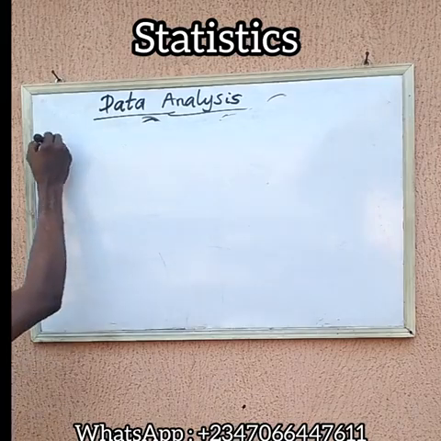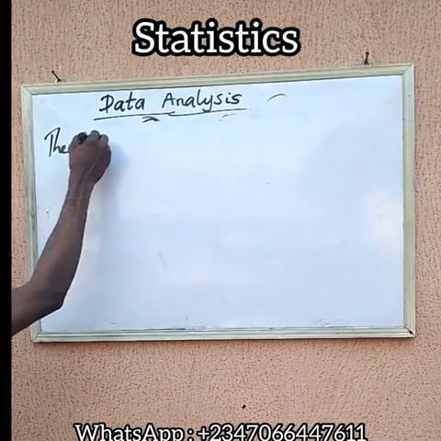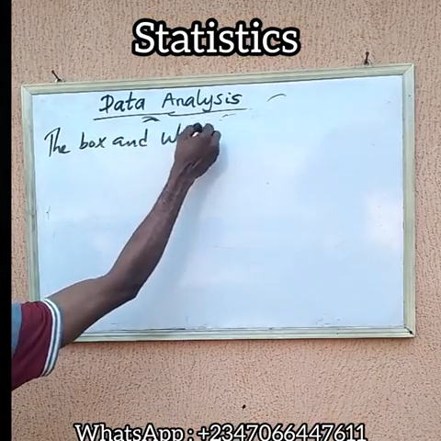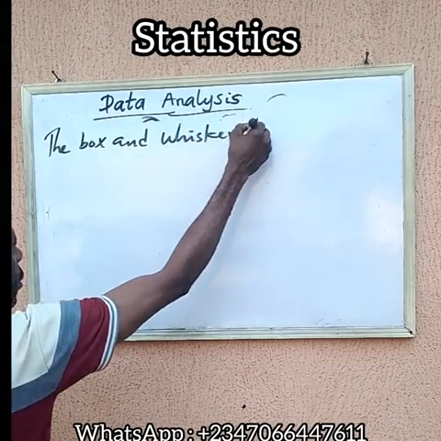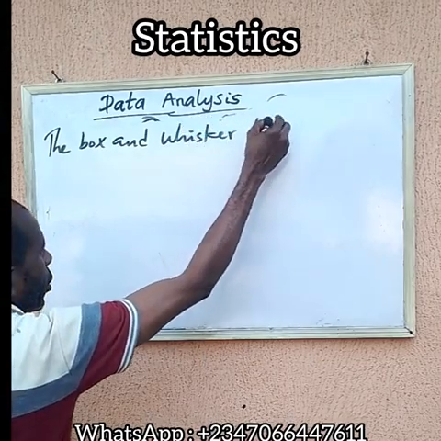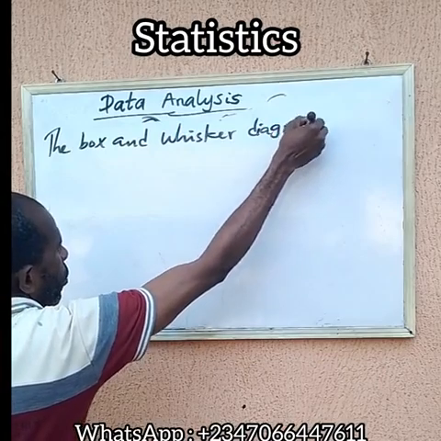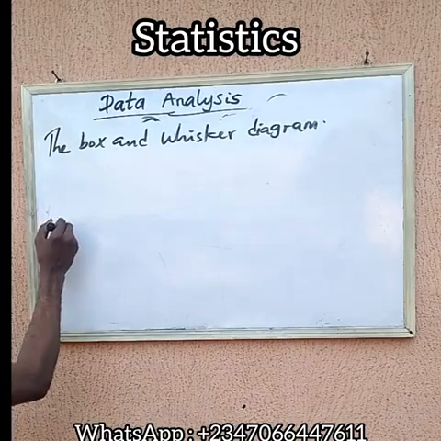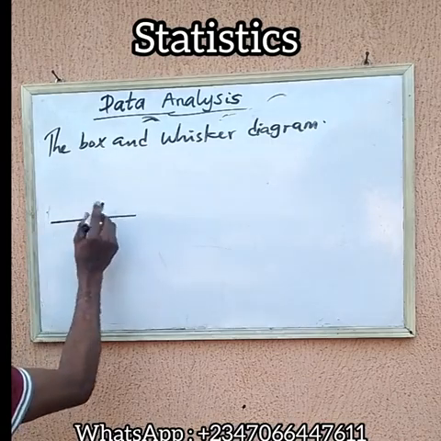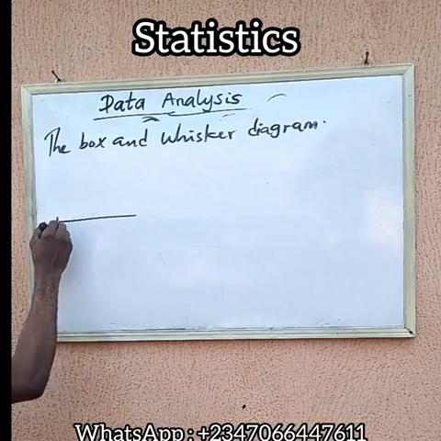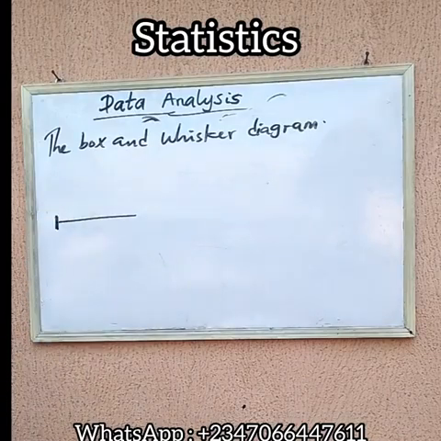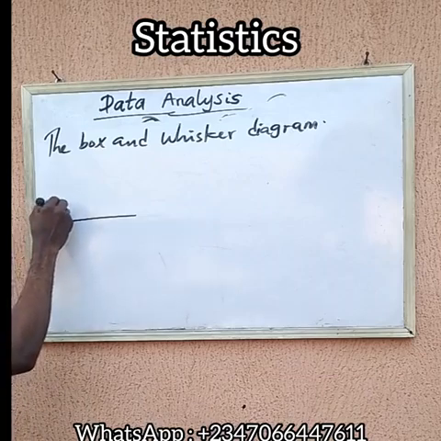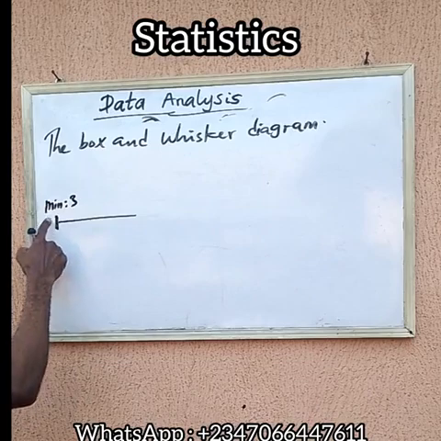Let us go. The box and whisker diagram. What you do, first of all, you draw the line from here. Let's start from here. At this point, this is where we have the minimum value. The minimum value is 3. Minimum. That's 3 from here.